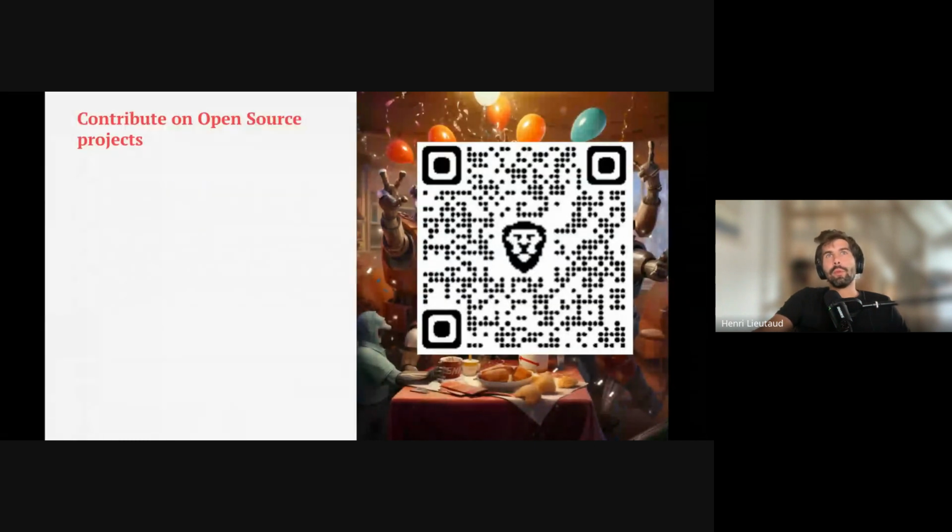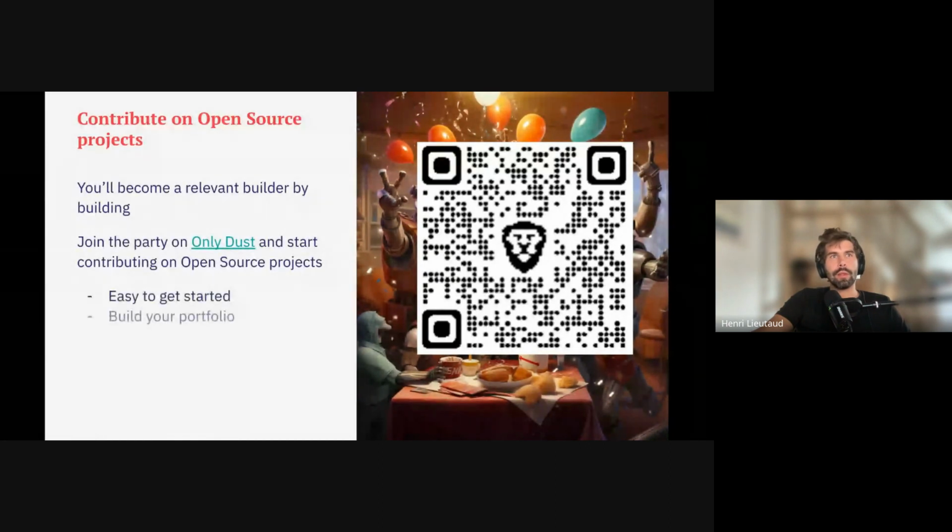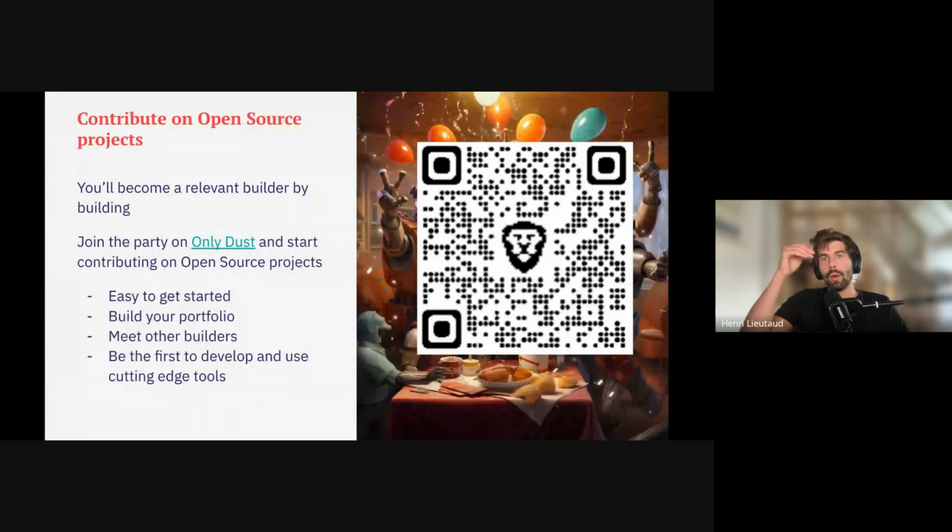I promise it's going to be fun. The first thing you can do is contribute to open source projects. I'm pretty sure that by now, a bunch of you are already registered on OnlyDust. Those who are not, I highly encourage you to do so. OnlyDust is a platform that connects open source projects, a lot of them in the Starknet ecosystem, with contributors who want to contribute to an open source project.